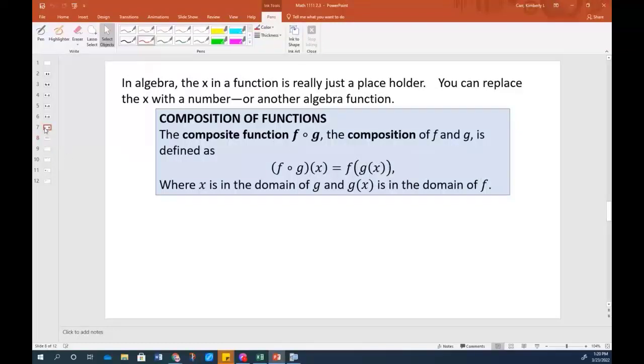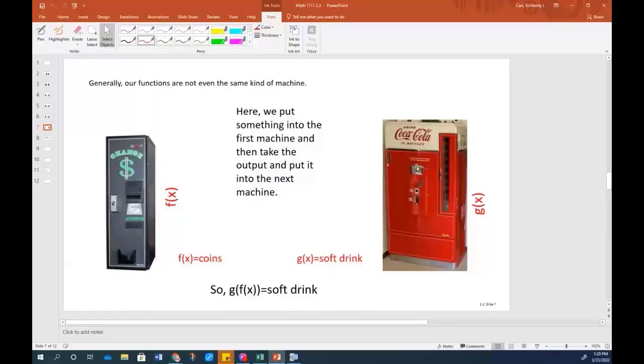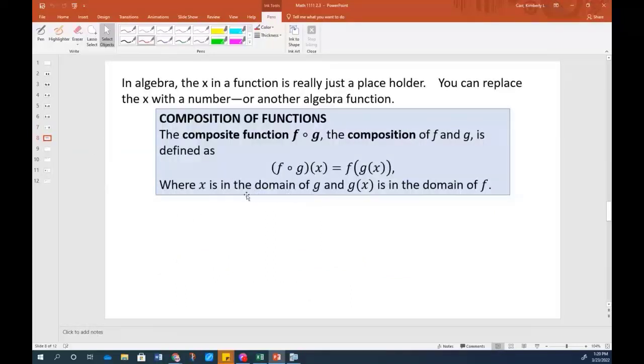In other words, backing up to this old-fashioned thing, this old Coke machine, you couldn't put $1 in. You had to have coins. So you couldn't put the $1 into this Coke machine, but the $1 would go into the change machine, and then what you get out of this would go into the next one. And that is what it's saying down here at the bottom. X is in the domain of g, $1 goes into the change machine, and then the change you get is what goes into the Coke machine.